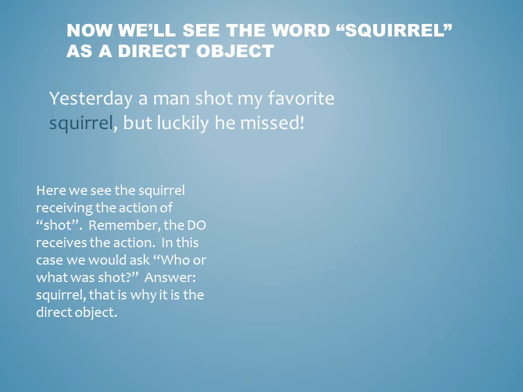What did the man do? The man shot. What did he shoot? Squirrel. That's how you know squirrel is the direct object. It follows that action verb, but also it's receiving the action. In this case, shot.